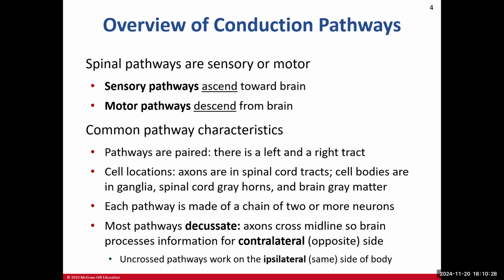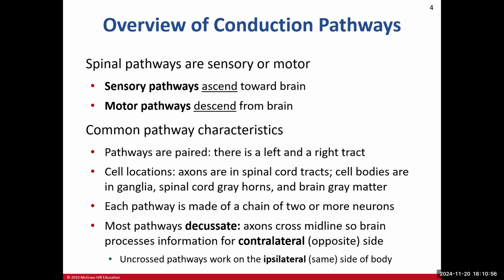So another name for the sensory pathways is ascending pathways, because again, it's bringing that sensory input information from the periphery up to the brain. So it's ascending upwards. And motor pathways are also known as descending pathways, because they're going to carry that motor output information from the brain, down and out to the body. So you want to learn these common pathway characteristics that you see listed on the board.